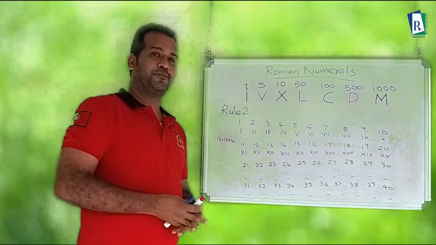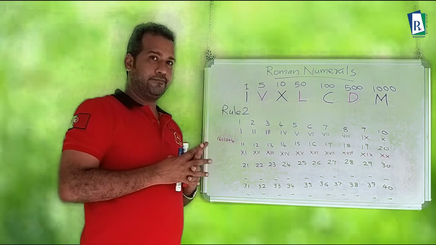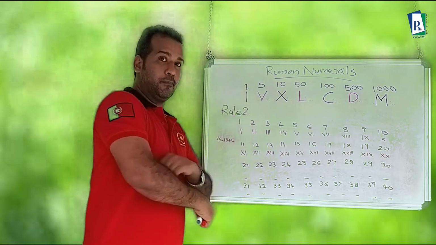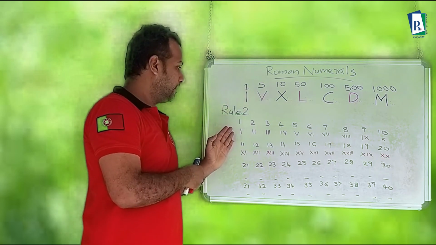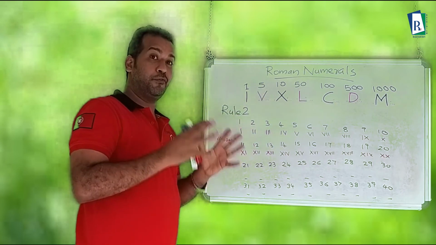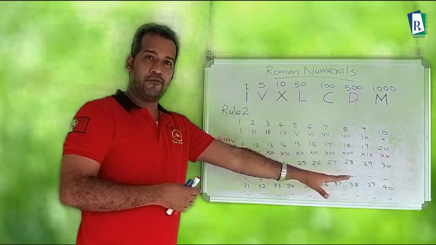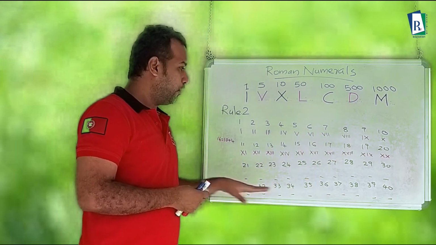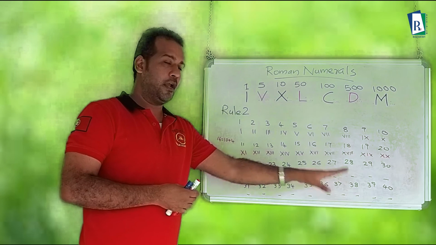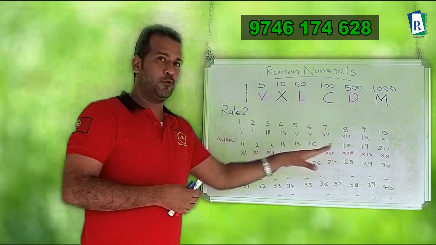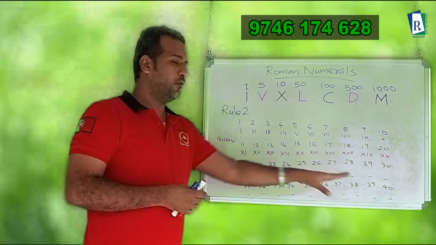This is your task you want to do. After learning rule number 1 and rule number 2, you understood this, how can we write or how can we form other numbers. Okay, up to 1 to 20 I have written, and next 21 to 40 you have to try. I have written 1 to 20, you have to write 21 to 40.